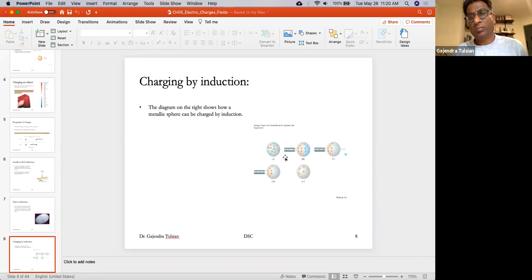So here's a piece of metal. You bring a charged rod. So this is a negatively charged rod, and so you chase away the electrons on the other side. And if you ground the electrons, this can become positively charged. So here you've charged this metal sphere without actually touching the rod to the sphere. Okay.